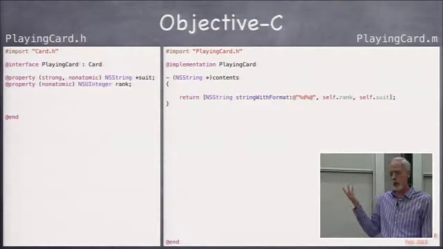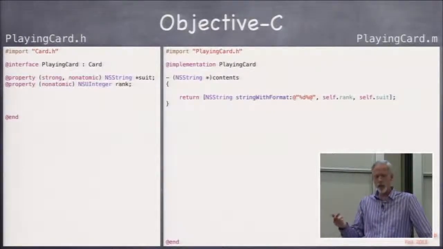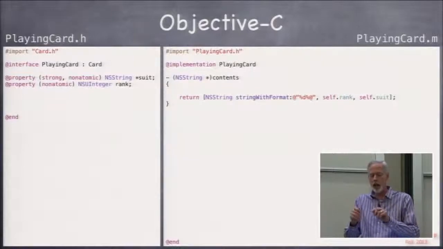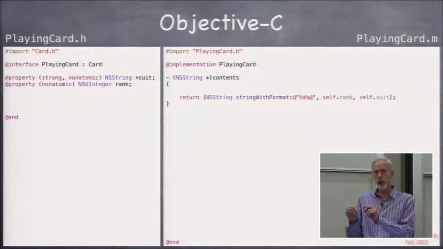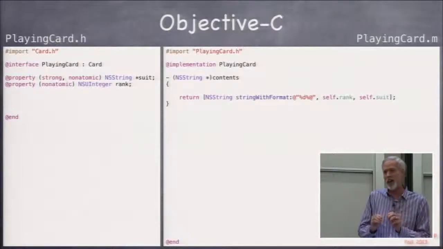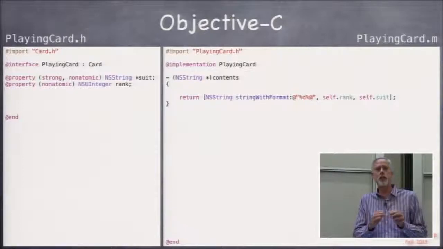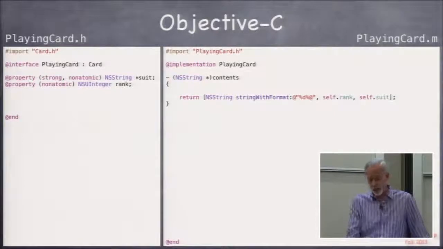Now, here's a way we could implement it. We could just return a string, and a string with format is like printfing a string. Don't worry about that syntax too much. I'm printfing a string with %d and %@. So %d means integer, %@ means an object, a string representation of an object. And then I'm just using the rank and suit. So this would be one way to do my contents. It's not a very good way because, for example, the jack of hearts would say 11 hearts. We want to say J, not 11. So this is not a very good way.